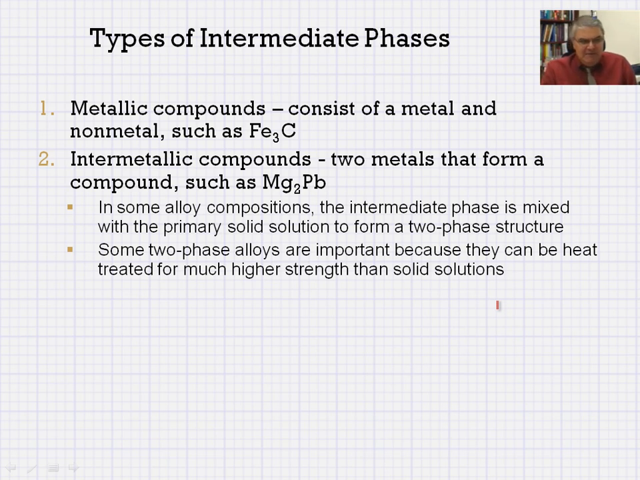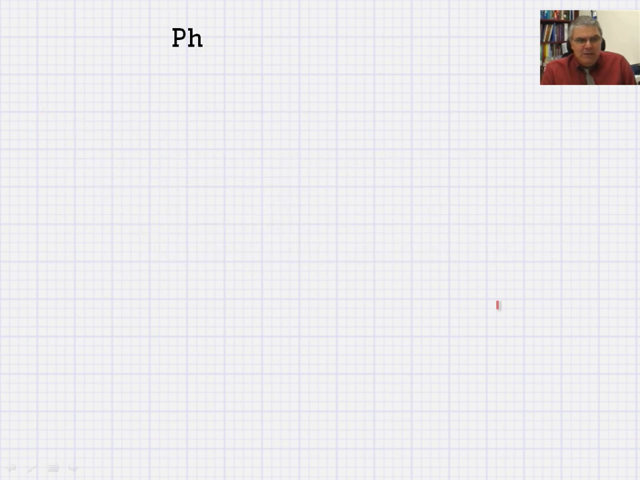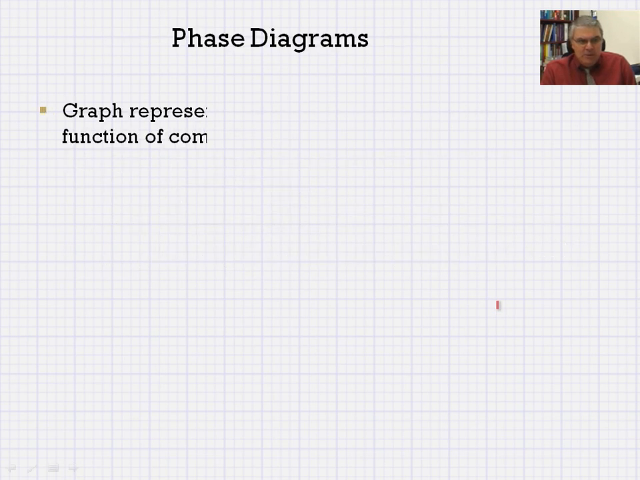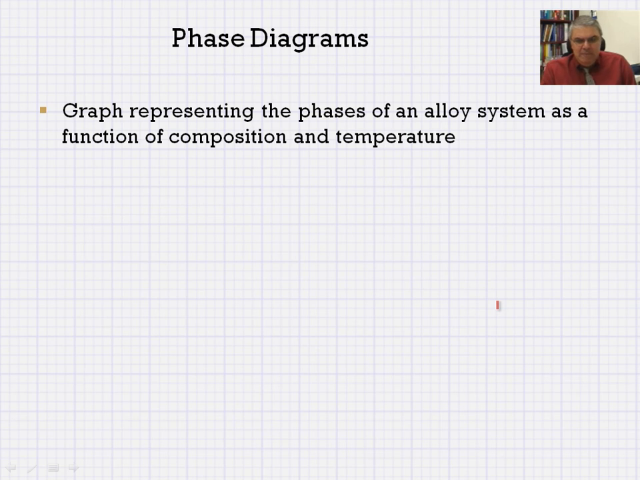The intermediate phase is mixed with the primary solid solution to form a two-phase structure. And why is it so important to look at the two-phase alloys? Because they behave very interestingly. They can be heat treated for much higher strength than solid solutions. So that's why they're of importance when we study engineering materials.